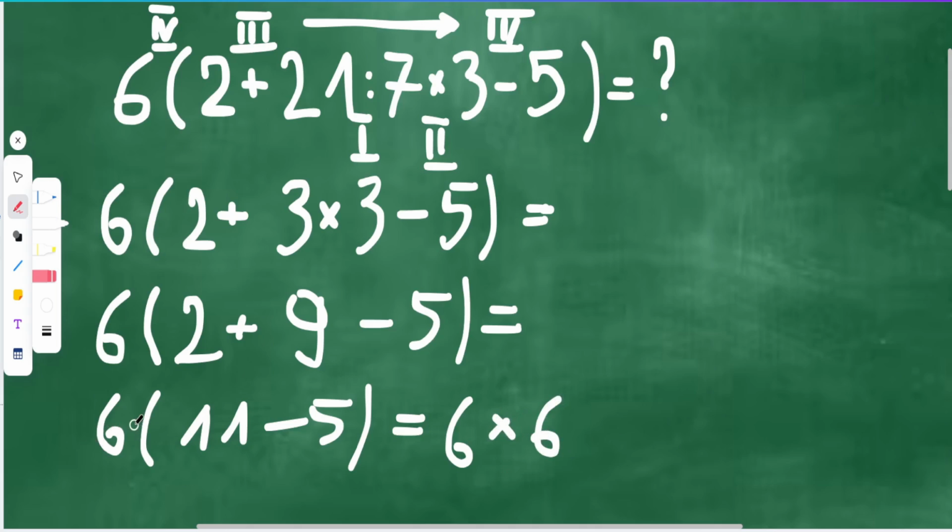Remember that if there is a number before or after the bracket and there is no sign between the bracket and this number, it means that we have to multiply this number times this bracket. Since in the bracket we got 6, and before the bracket there was 6, and between the bracket and the number there was no other sign, it means that there was multiplication there. So let's multiply 6 by 6, and this is our final result of this task. It's 36.